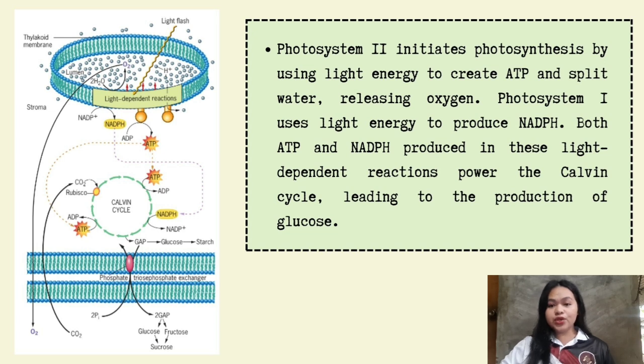So, in this figure, we can see the summarization of the process from photosystem 2 to Calvin cycle, which nagsimula siya from absorption of light from photosystem 2 and photosystem 1, which nagproduce naman sila ng NADPH and ATP through the process of photophosphorylation. Then, yung NADPH and ATP na naproduce is yung gagamitin naman ng Calvin cycle para ma-process or ma-convert si carbon dioxide into sugar with the help of ribulose biphosphate carboxylase oxygenase or the Rubisco.